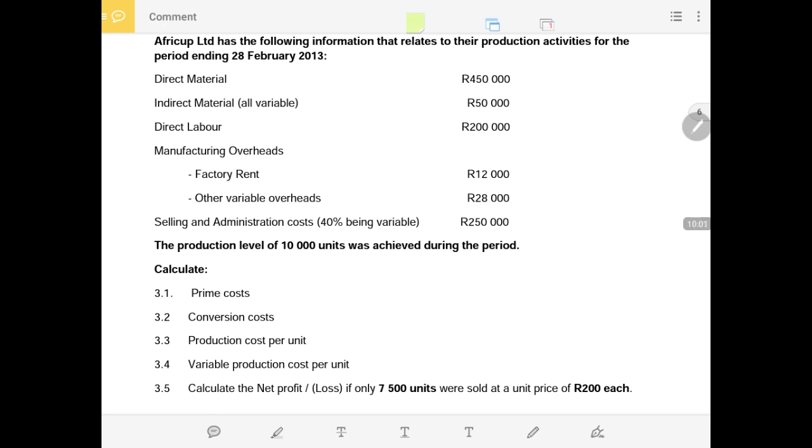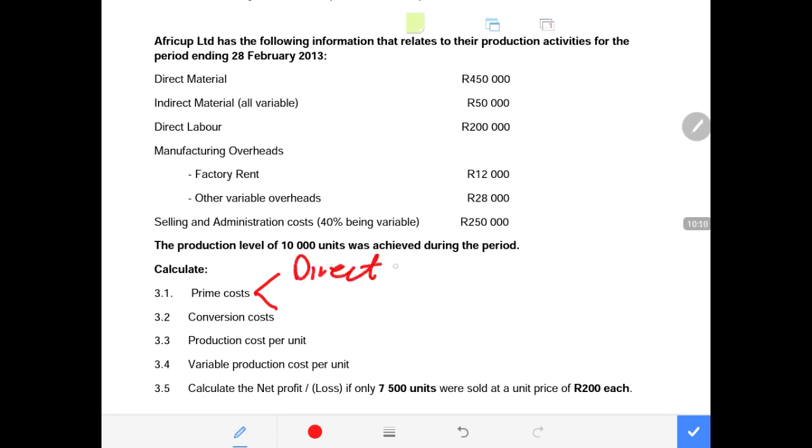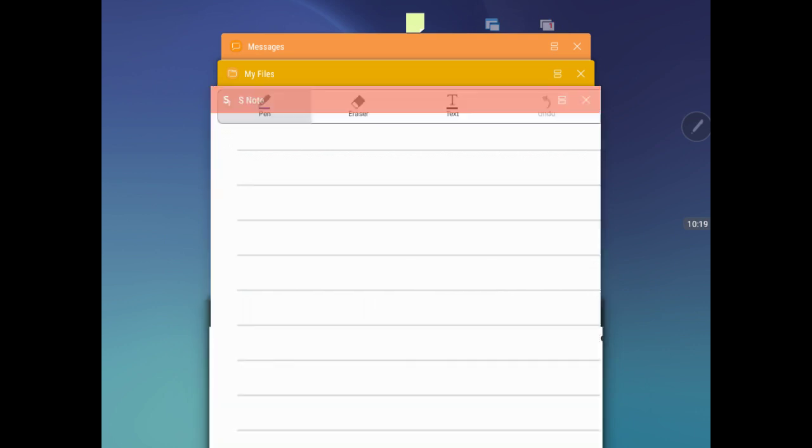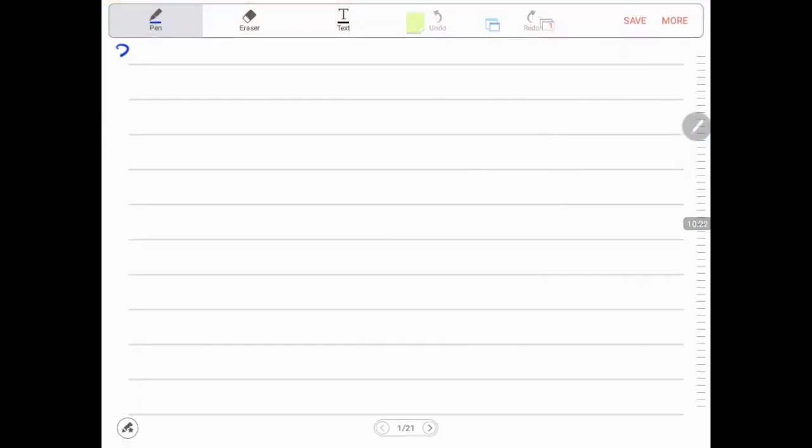Now, the first question says that we are to calculate what we call prime cost. And as I said to you, prime cost is made of direct material plus direct labor. So now let us calculate our first requirement, 3.1. We are calculating prime cost. Prime cost is only the direct cost, which is direct material first, then after we have our direct labor.